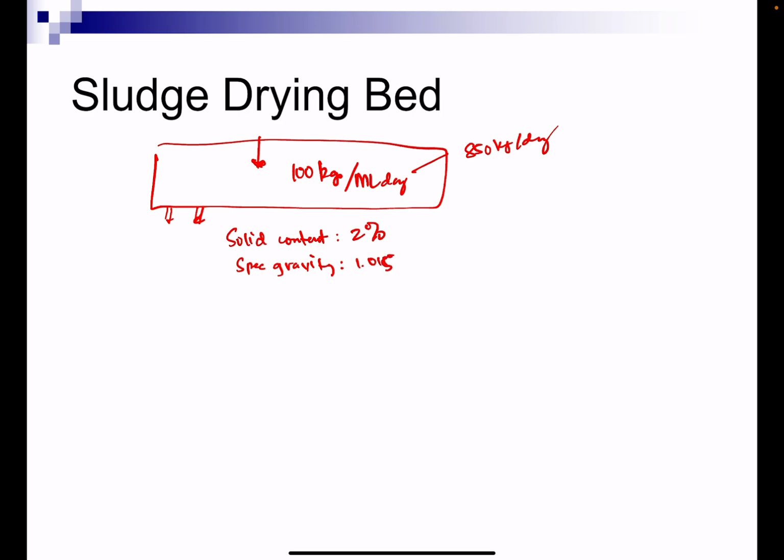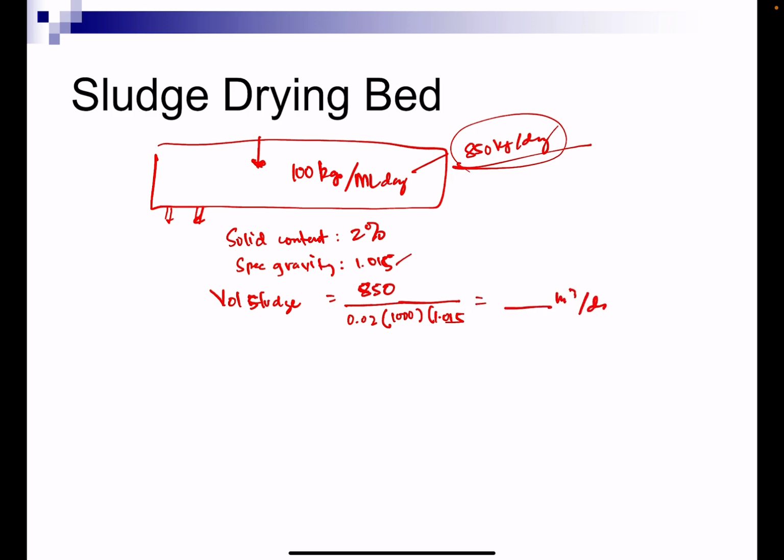So, you can now get the volume of the sludge. You have the solid content of the total sludge applied per day. So the volume of your sludge would be your 850 kilograms per day total load, times the 2%, divided by 1,000 times your 1.015, which is the specific gravity. So you get that in cubic meters per day.